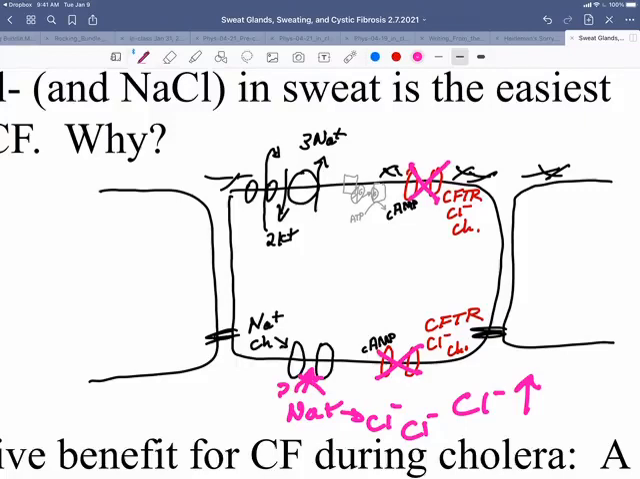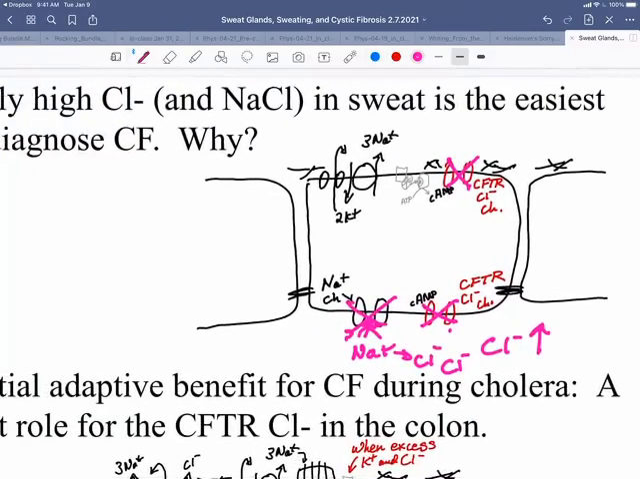means that you can't reabsorb it, and so without the reabsorption of sodium and chloride, a cystic fibrosis patient produces water and salty NaCl, high concentrations.